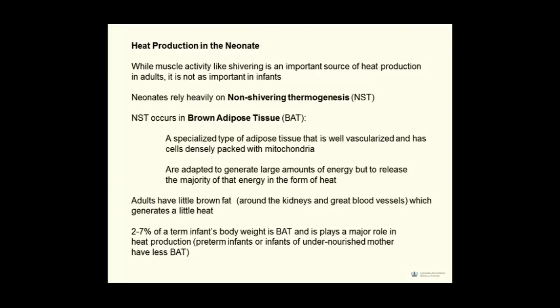So this brown fat is very, very highly vascularized. We have a lot of blood flow going to brown fat, and it's densely packed with mitochondria. And the metabolic pathways in brown fat are designed to go through the aerobic metabolic pathways, but instead of producing ATP at the end, all of that energy is liberated in the form of heat.